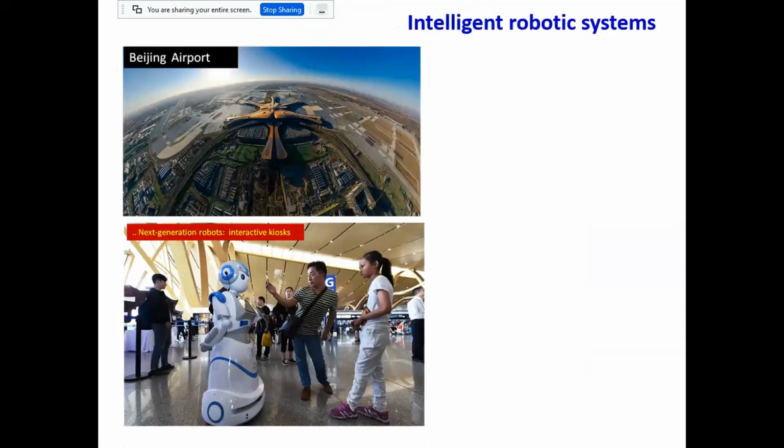Also, you will see some of the things I am showing you here. The Beijing airport is a next generation airport. Here you will see the interactive robots. They will give all the information like departure terminals, where the many cafeterias are, where the restrooms are. All information you will get on the interactive kiosks.